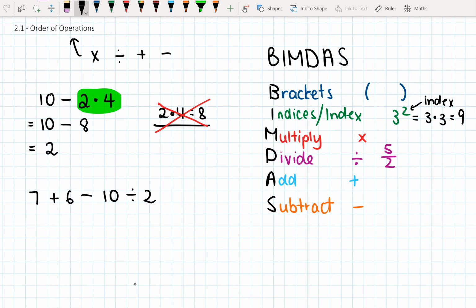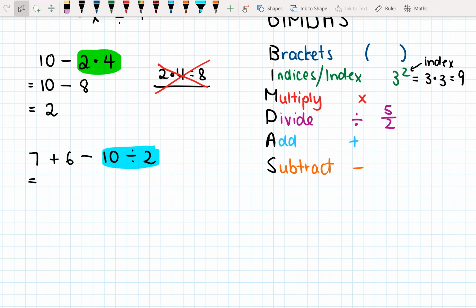7 plus 6 minus 10 divided by 2. There's no brackets, there's no index, there's no multiply, but we do have divide. Okay, we have a division here. You can see that here with the 10 divided by 2. So that's what we're going to do first. We're not going to do anything else to start with. So start with an equals on the line.